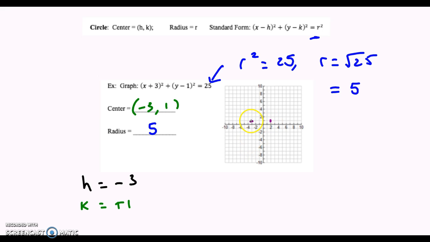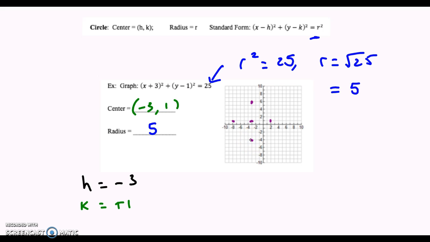If I go up 5 from the center, I'm going to be at negative 3, 6. If I go to the left 5 units, I'm going to be at negative 8, 1. If I go down 5 units from negative 3, 1, I'm going to be at negative 3, negative 4.